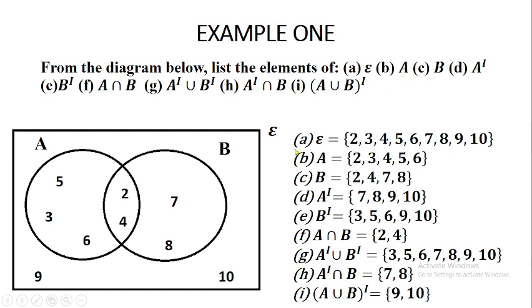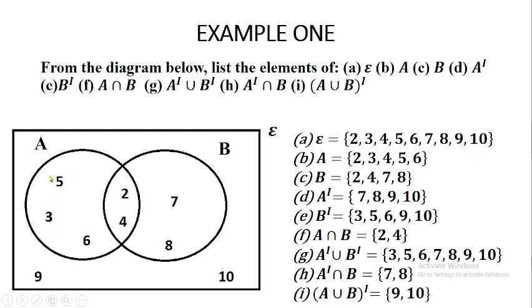We have to list the elements in set A. So let's go to set A. Don't forget that this circle represents set A. So all the elements inside that circle belong to set A. So what are the elements in set A? If you trace that circle round, we have 2, 3, 4, 5, 6 as the elements in set A.